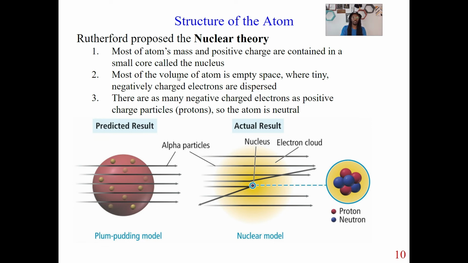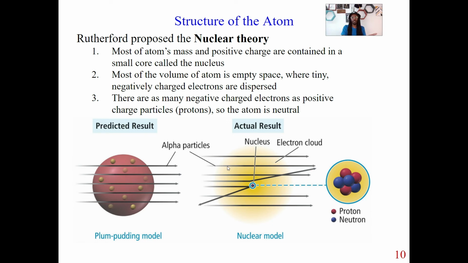Second thing he proposed was that most of the volume of an atom is empty space where tiny negative charged electrons are being dispersed, all right? So we go here, let me look at here real fast. This is how he was proposing this nuclear theory, right? Bam, he said the first thing, we got a nucleus, so it's super small. And actually, most of the mass is in this nucleus, so it's not as big as we thought, everybody. And then surrounding that nucleus are our electrons in this electron cloud, okay?